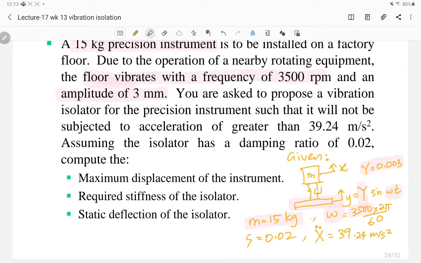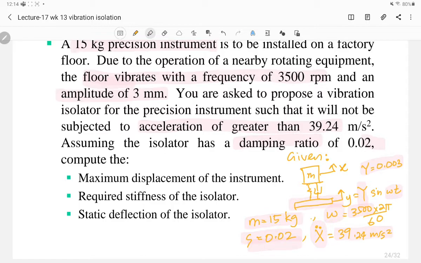You are asked to propose a vibration isolator so that it will not be subject to oscillation greater than, so you don't want the precision instrument to have an acceleration of greater than 39.24. So we take that as the amplitude, capital X double dot, 39.24 meter per second square. And then they give you the damping ratio. So hopefully we get all the parameters.